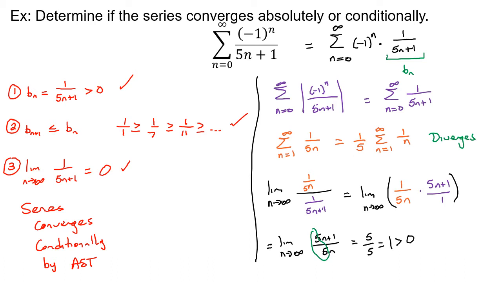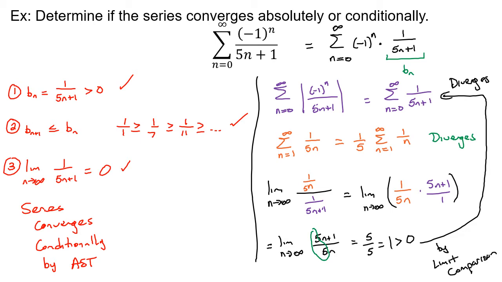The absolute value of that would also diverge. So this implies that this series diverges by the limit comparison. So hopefully that makes sense. So overall, this series is conditionally convergent. So your actual answer to this would be that it is conditionally convergent.